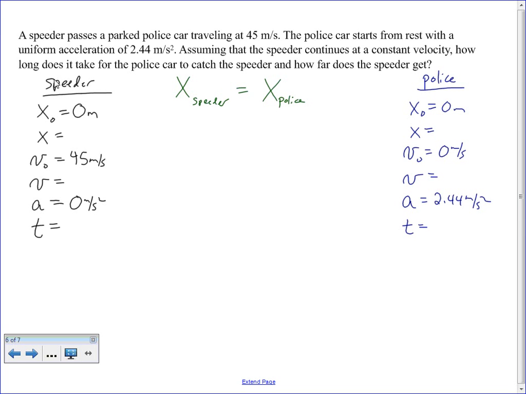So we're going to look at the equations for position as a function of time. But for this, we're going to have to do this for both the speeding car and the police car. And so for the speeding car, again, we're going to have x sub 0 plus v sub 0 t plus 1/2 times the acceleration times the time squared. So this is going to be 0 plus 45 meters per second times t plus 0. There's no acceleration, so that last term drops out.